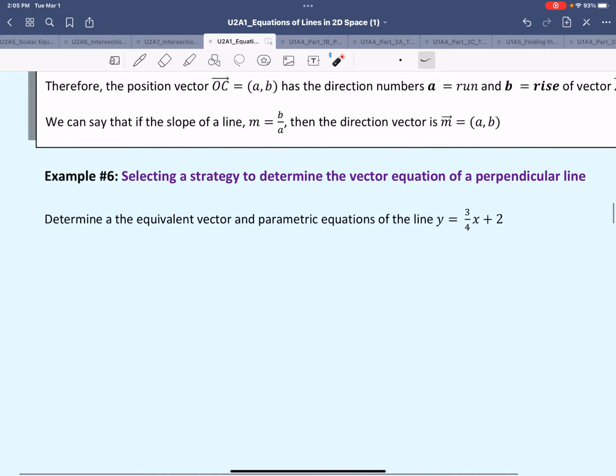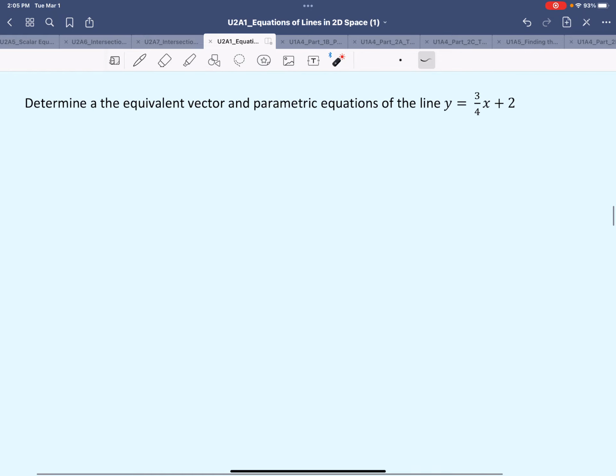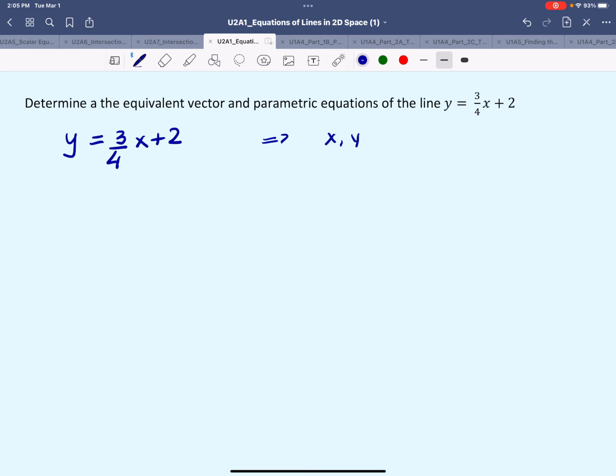In the next example, what we are going to do is find an equivalent vector and parametric equations if the line is given in scalar form. What we are given here is a line in scalar form, y = 3/4 x + 2. What we are trying to find is both a vector equation, which should be in the form (x, y) = (x0, y0) + t(a, b), with direction vector (a, b), and then from here we can derive the parametric equation. So let's get started with the vector equation.